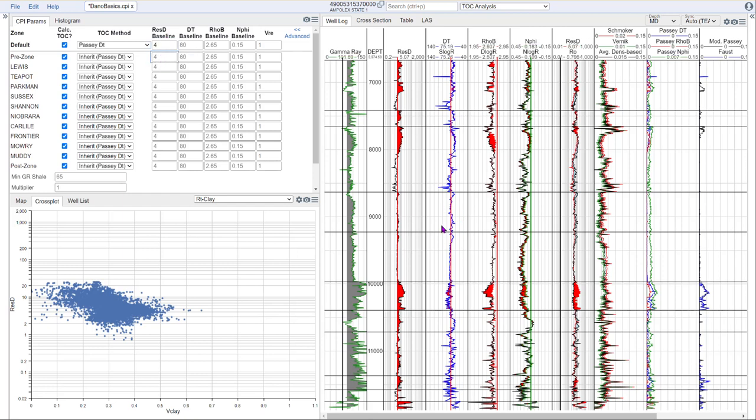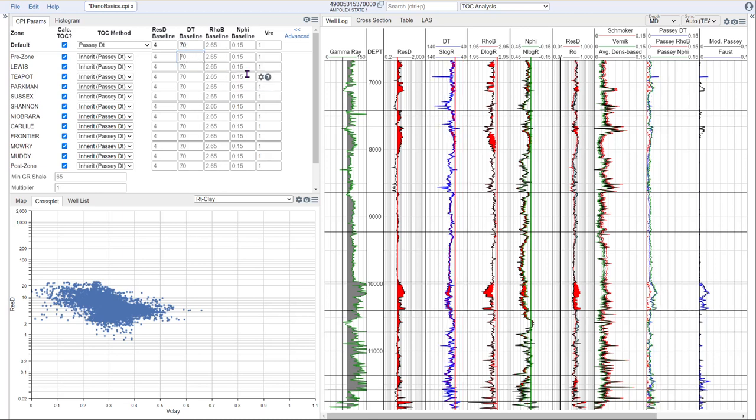Now, where do we need to set it for our sonic, density, and neutron values? Well, this is where the overlay comes into place. So let's set this at a very low value that's a bit nonsensical for learning purposes. When we do that, we see that we have a lot of separation here. So we'd be calling a lot of TOC in this interval that we know as organic shale. So let's increase that value a little bit.